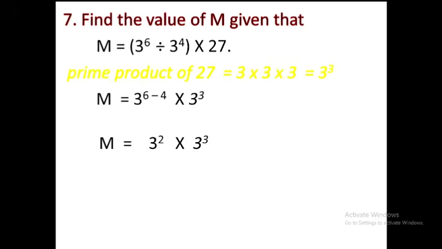Of course, the bases are the same. So maintain one base and add the exponent. So here we have m equals 3 exponent 2 plus 3. We can boldly say that m is equal to 3 exponent 5. I believe that is okay. Good. The question number 8.